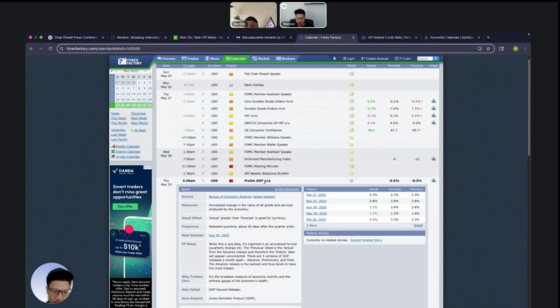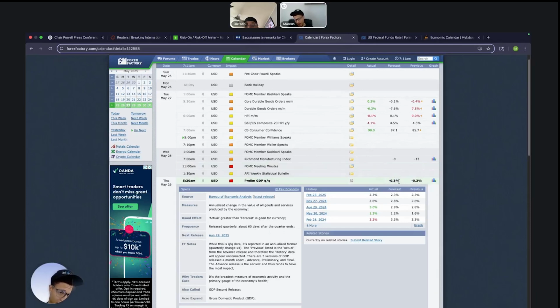Gross domestic product essentially is just the lifeline of the market. It tells us how well the economy is doing or how poorly the economy is doing. So we want our GDP going up. That's what we want. The market is currently pricing in 0.3, same as the previous.